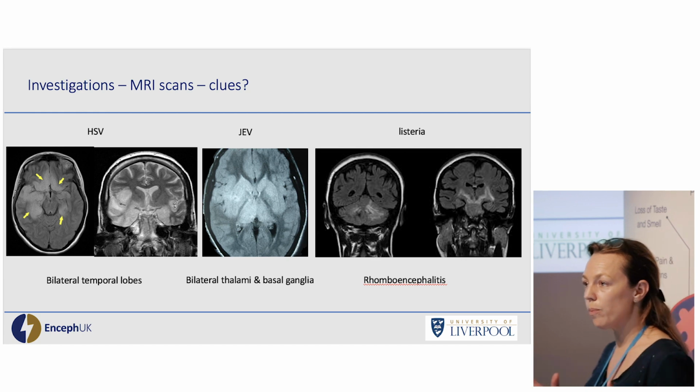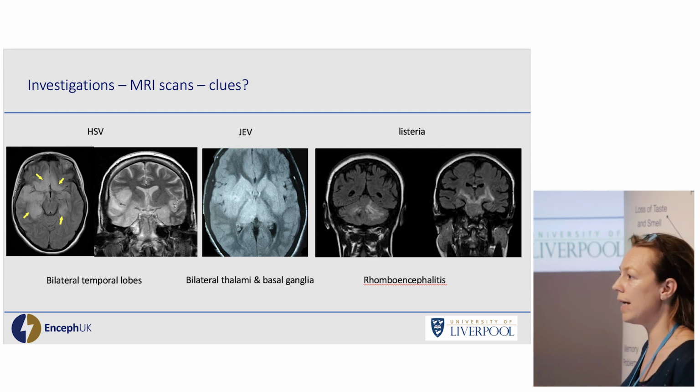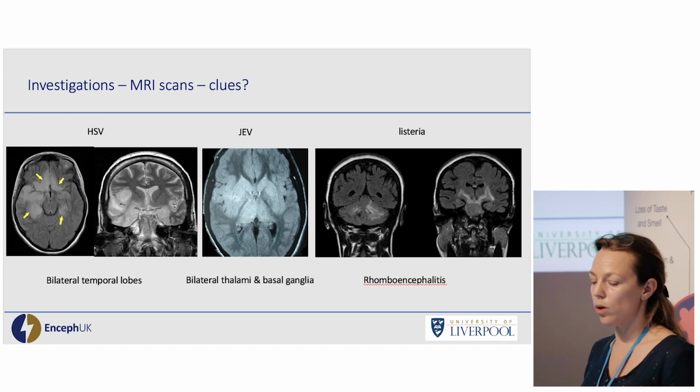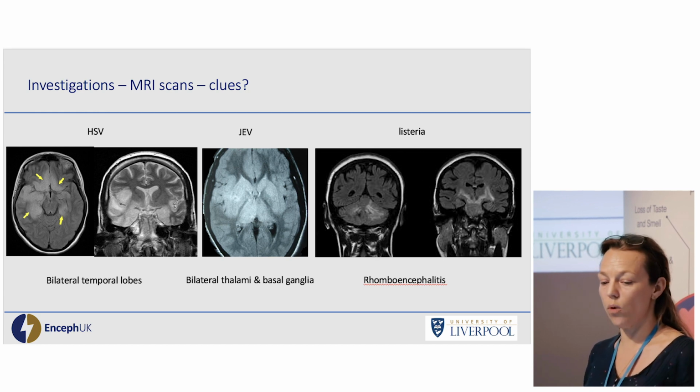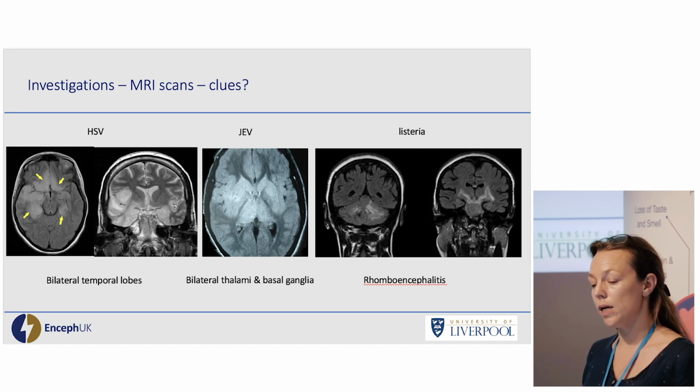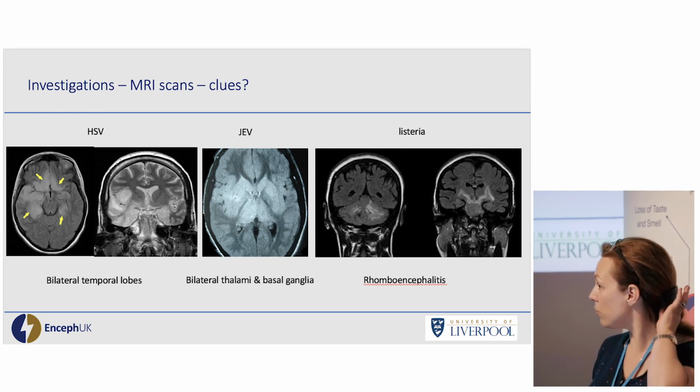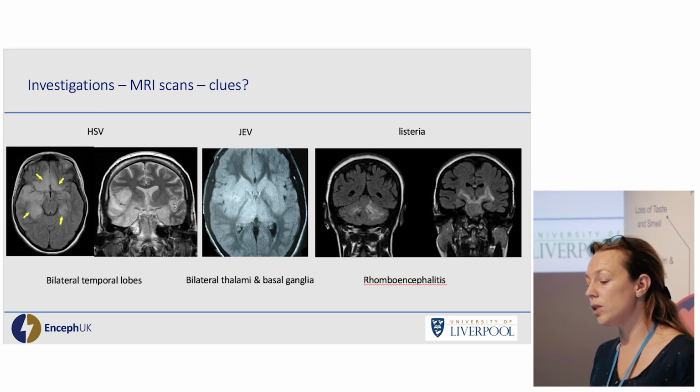Sometimes we take pictures of people's brains and we might get clues. Again, none of this is barn door, because some HSV encephalitis might have normal brain scans, or they might have the classical signs in the temporal lobes. Here we've got Japanese encephalitis, where it happens in this part of the brain, the basal ganglia. Here you've got down at the back of the brain this rhomboencephalitis, which happens at the base, and this is where this inflammation is happening, and this is listeria for this particular one.